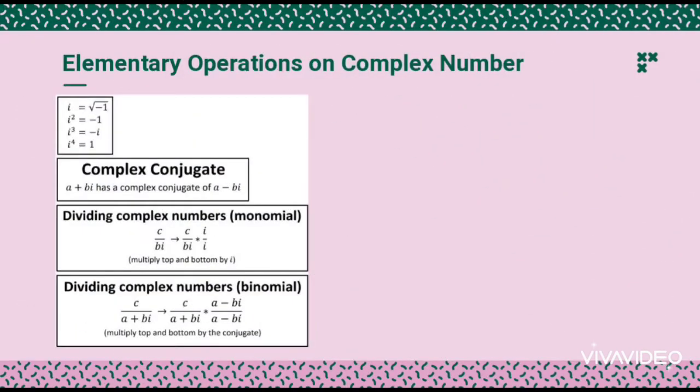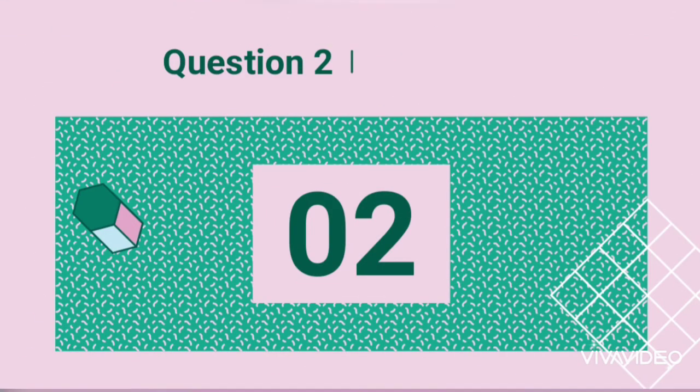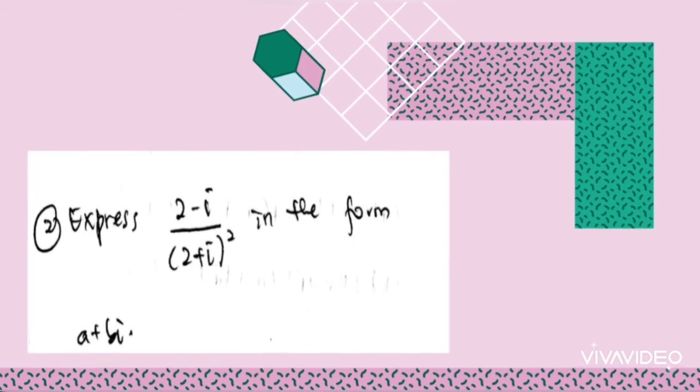Here are some notes about elementary operations on complex numbers. Let's move on to question number 2. Express (2 - i)/(2 + i)² in the form a + bi.